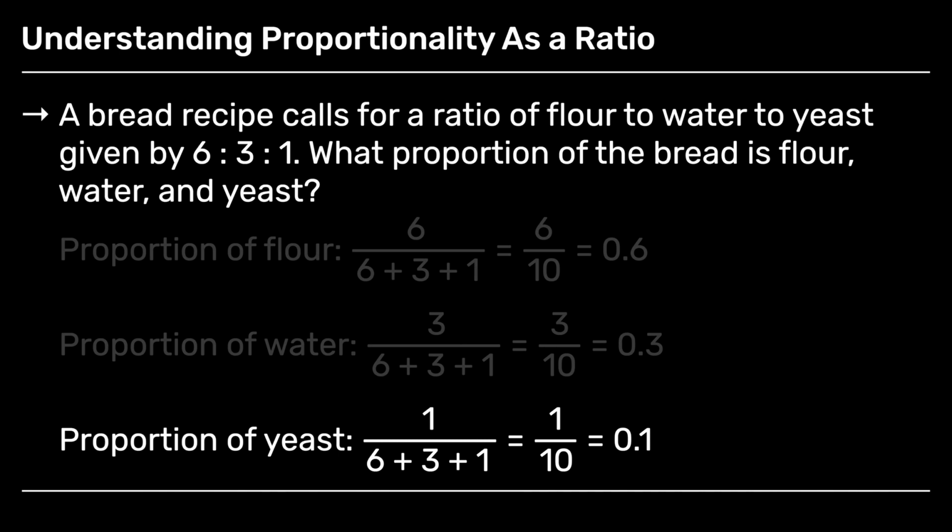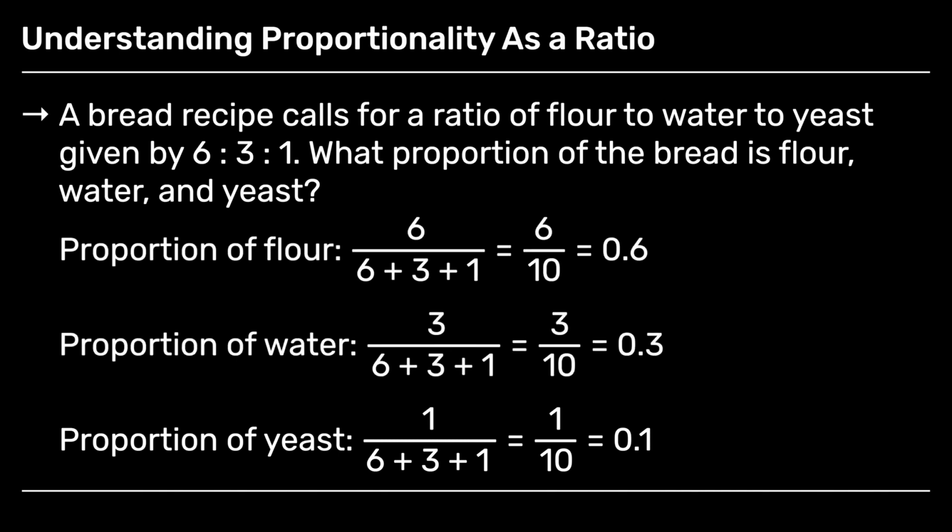That's 1/10 or 0.1. And again, a good way to check that this is done correctly is that you add up all the different fractions or decimals and you ensure that it adds up to 1. Because as you split your bread into water, flour and yeast, all of it should be accounted for somewhere. So 0.6 plus 0.3 plus 0.1 equals 1. 6 plus 3 plus 1 equals 10, and so 10/10 is 1.